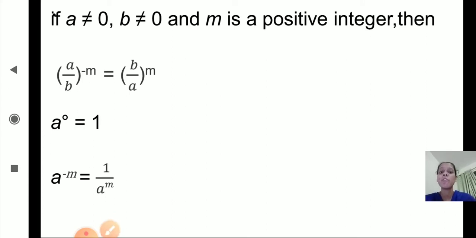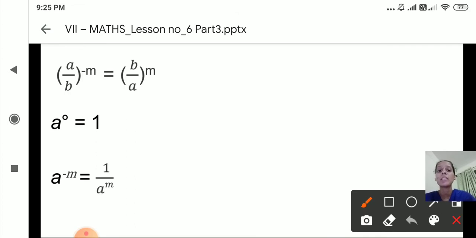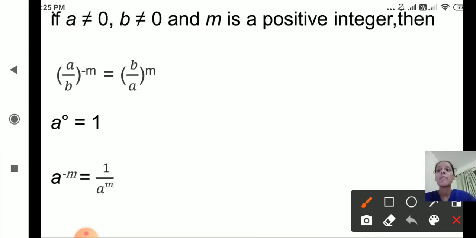Now there are a few more formulas from this practice set. So a upon b, if a is not equal to 0 and b is not equal to 0, and m is a positive integer, then what is the formula? As you can see here, a upon b raised to minus m is equal to b upon a raised to m.